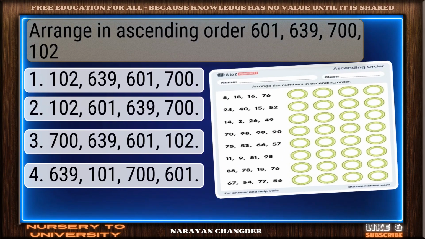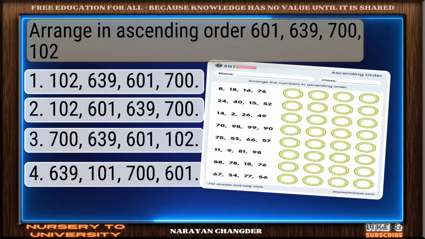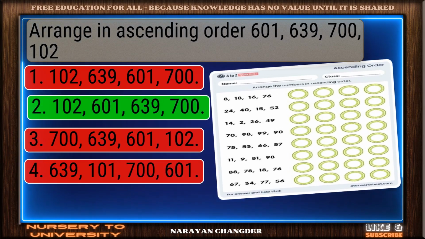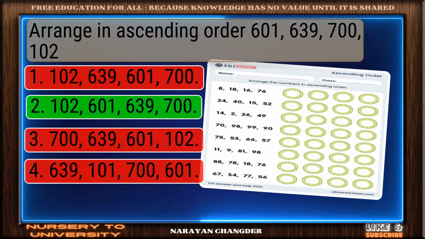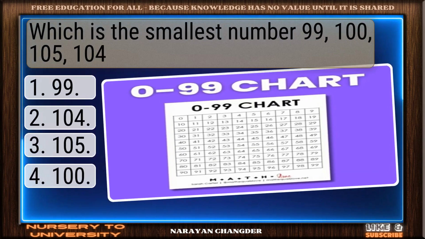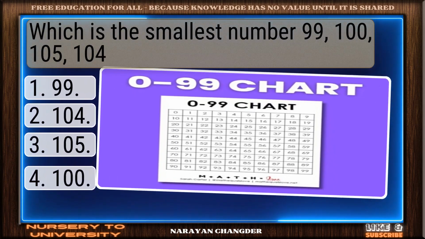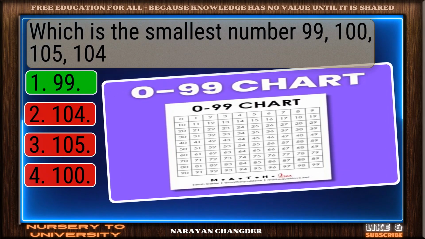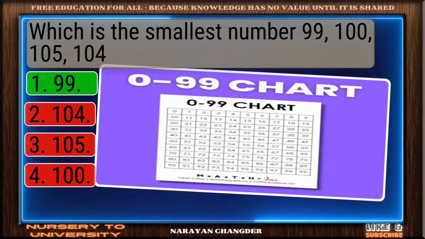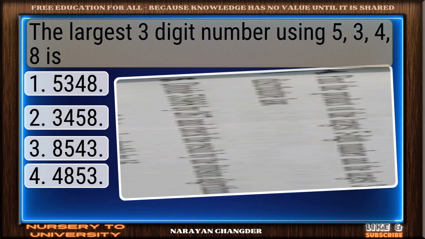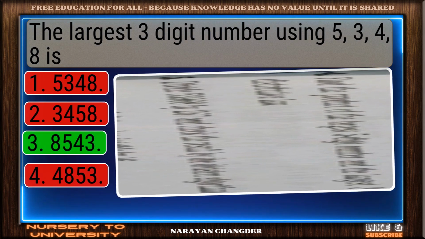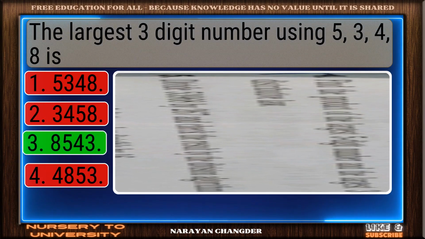Arrange in ascending order 601, 639, 701, and 2. Nice work. You chose 102, 601, 639, 700, and it is correct. Which is the smallest number? 99, 100, 1F, 104. Great thinking. 99 is the right choice. The largest 3-digit number using 5348 is? Right choice. 8343 is the best answer.